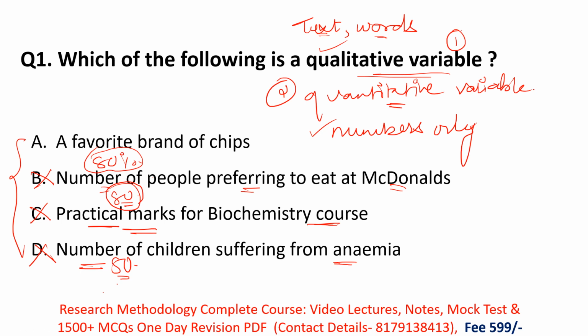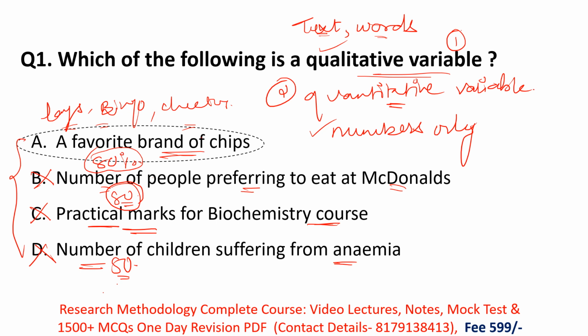Now the first option, a favorite brand of chips. You know the several brand names of chips like Lay's, Bingo, or Cheetos. Whatever result you are getting here is in the form of words. That's why the favorite brand of chips is indicating a qualitative variable, an example of qualitative variables. So the correct option is option A.